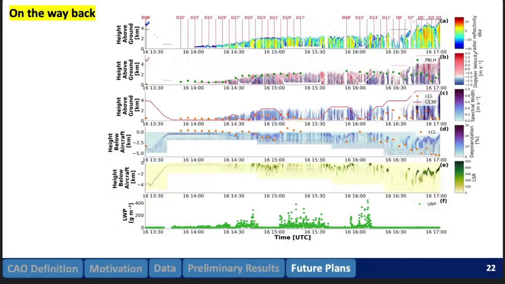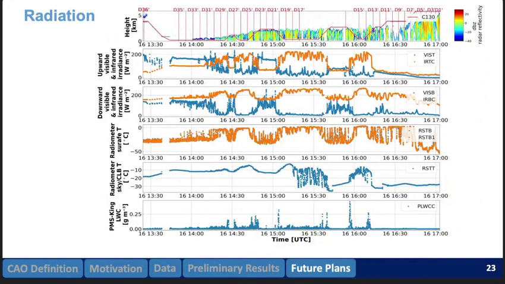Another thing I'm going to do is also include the radiation from the radiometer. We can see some very interesting patterns from the radiometer, the downward and upward irradiance, the visible and infrared irradiance, when the aircraft flew through these clouds. That's the next step we can do.